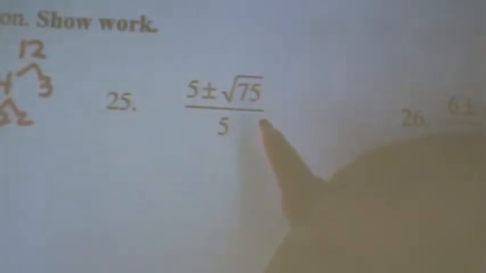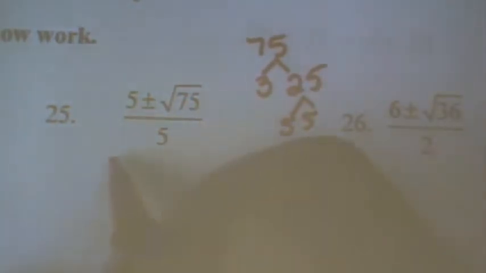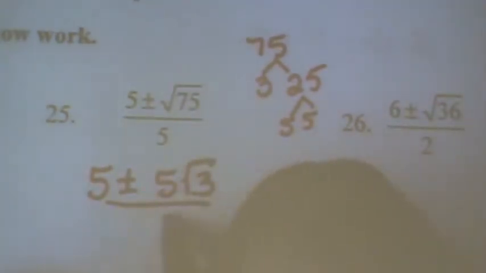Okay, let's do the next one, number 25. How do you simplify the square root of 75? I think 75 is 75 cents, and 75 cents reminds me of 3/4. So 75 is 3 times 25, which is 5, 5. So the square root of 75 is 5 root 3.